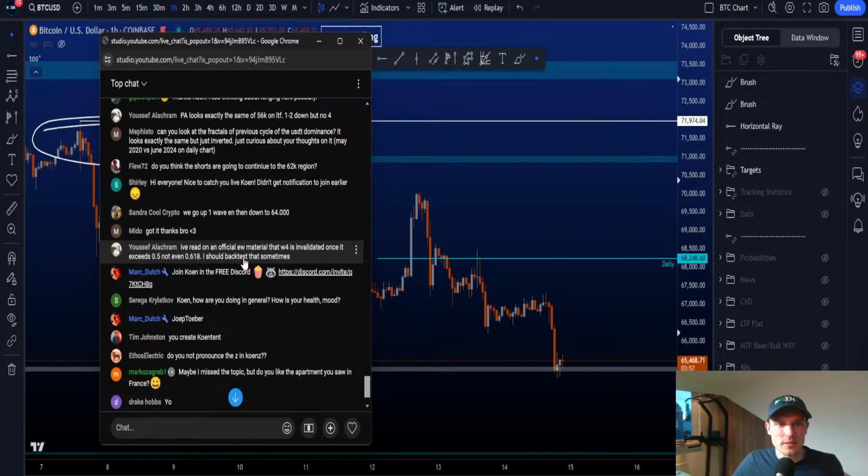I should backtest in an official Elliott Wave material. I'm curious to know the Elliott Wave material. Yeah, the 0.618 is the one I use. The target 2.3605 is common. I have 0.5 wave 4s as well.